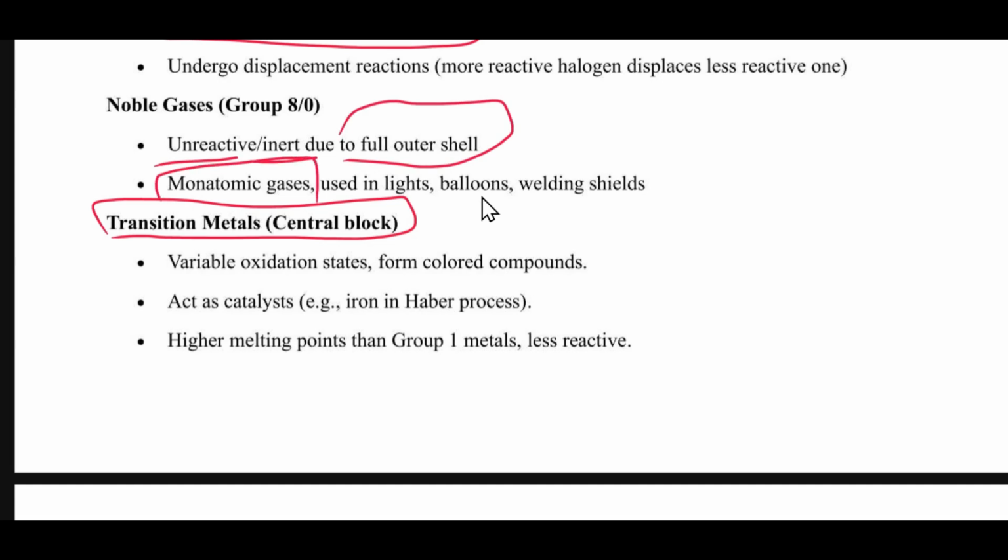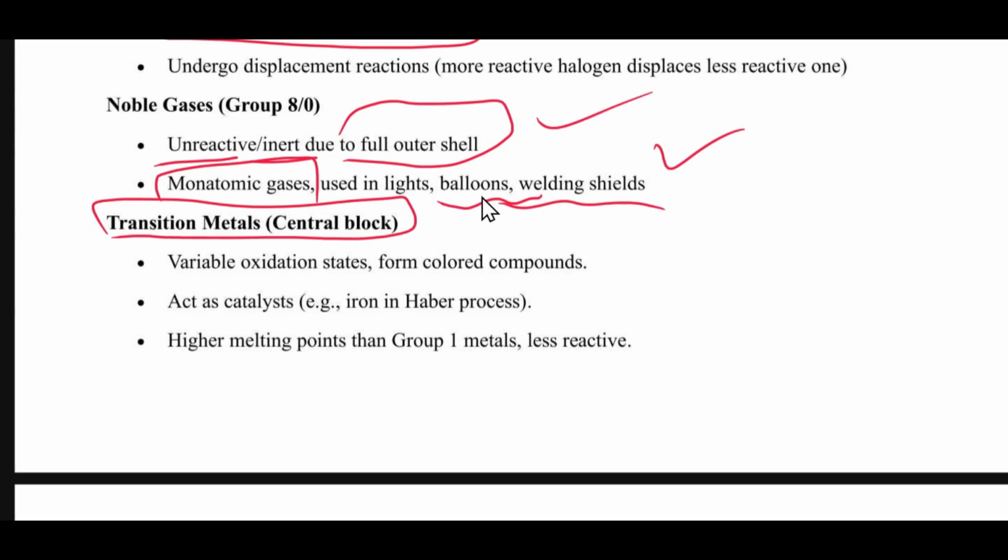Usually, their function is that they can be used in lights. For example, neon is used in red lights, or for welding, or in balloons. We can use them in balloons. Helium gas is used. So you can remember that helium is used in filling the balloons, and neon is used in making lights. We usually use the red light for neon. Okay, so these are some of the uses of noble gases.